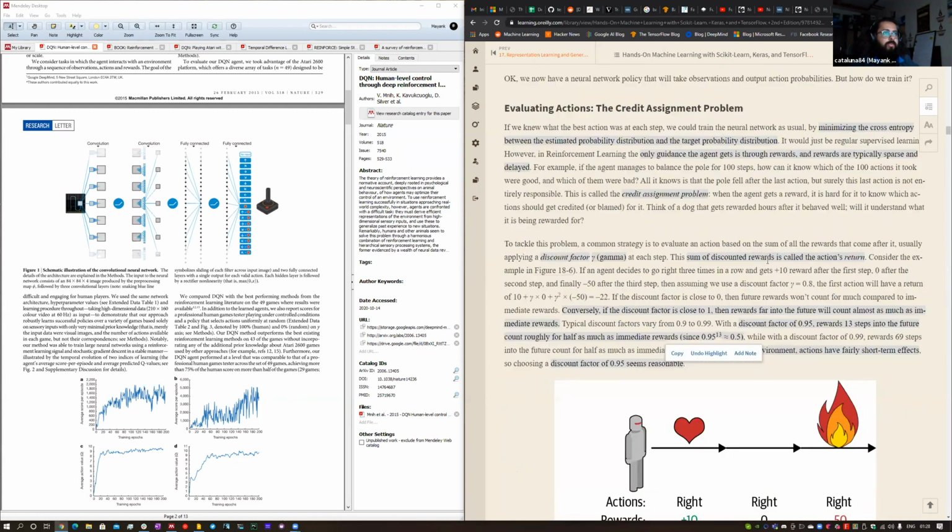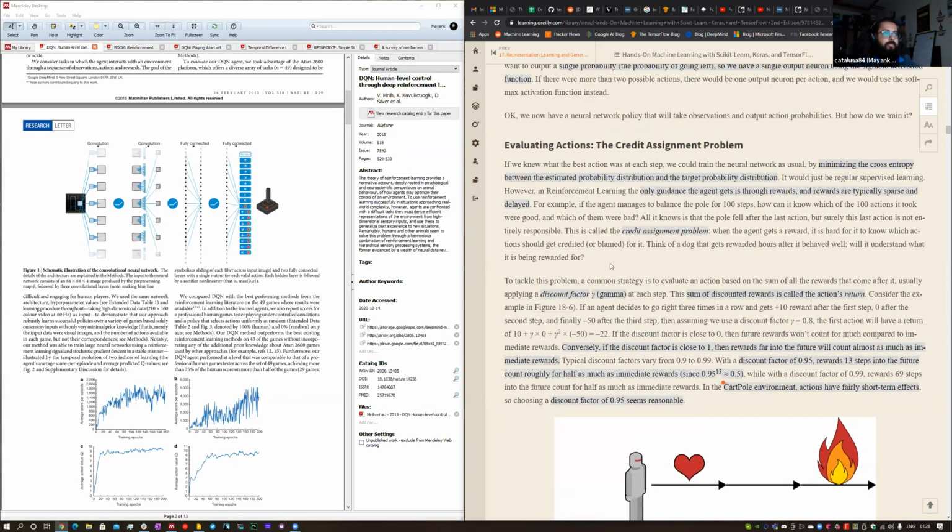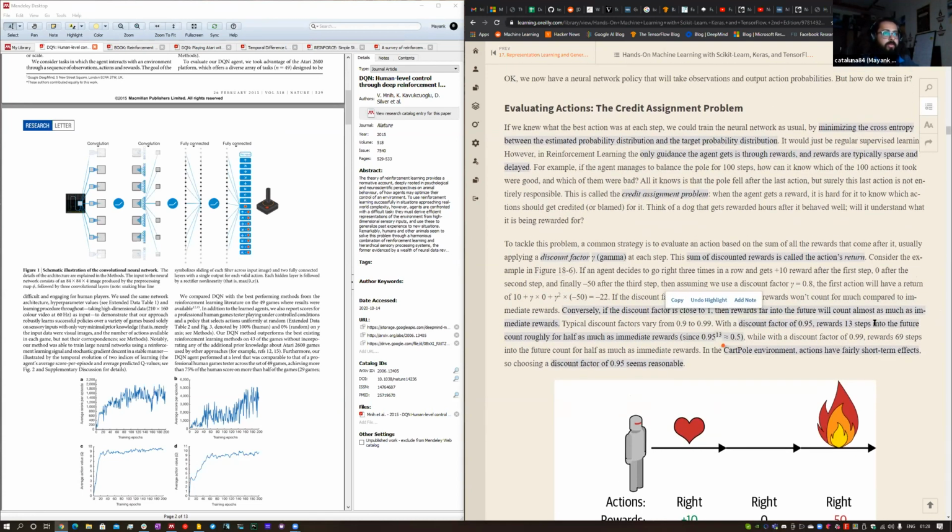Then we go on to the credit assignment problem. Since we have calculated the best action at each step, if we knew what the best action at each step was, we could train the neural network as usual by minimizing the cross entropy between the estimated probability distribution and the target probability distribution.